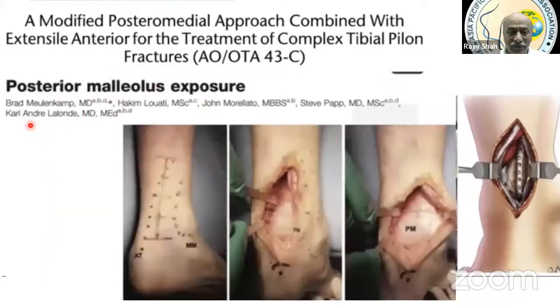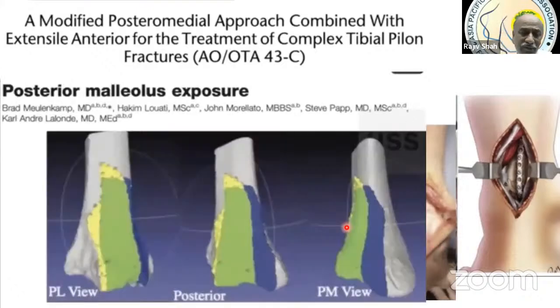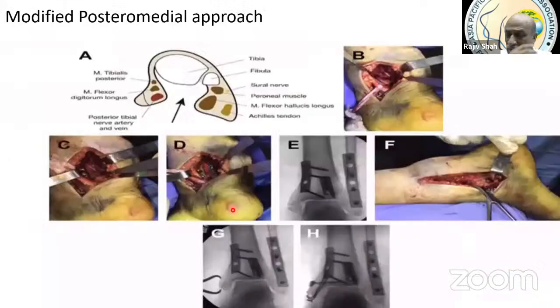So again, this was another article which showed that this is the kind of exposure you get with the modified posteromedial approach. And the same article said that with posterolateral, this green zone is where you would be easily able to see, but with the modified posteromedial approach you would be able to see most of the lower part of the tibia. So this again is from one of the articles, where they put in a medial and a lateral plate through this modified posteromedial approach.